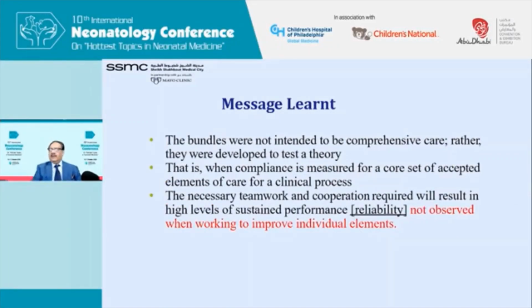Of course, the message we are trying to learn is that bundles are not intended as comprehensive care; compliance is a measure for a core set of accepted elements of care for a clinical process. And most importantly, the necessary teamwork and cooperation required will result in a high level of sustained performance, not observed when working to improve individual elements. And this is the very important message learned from this exercise.